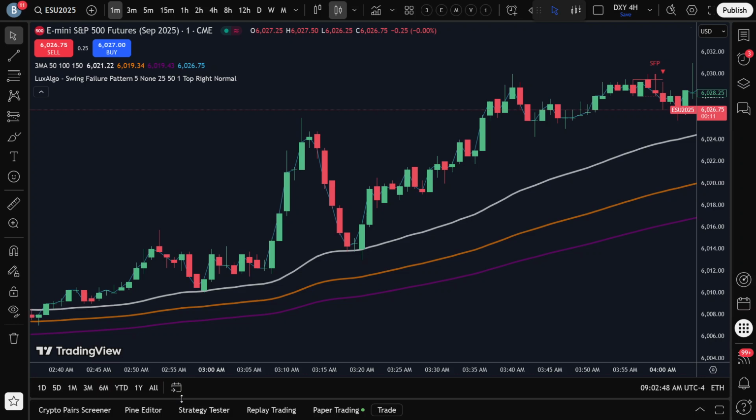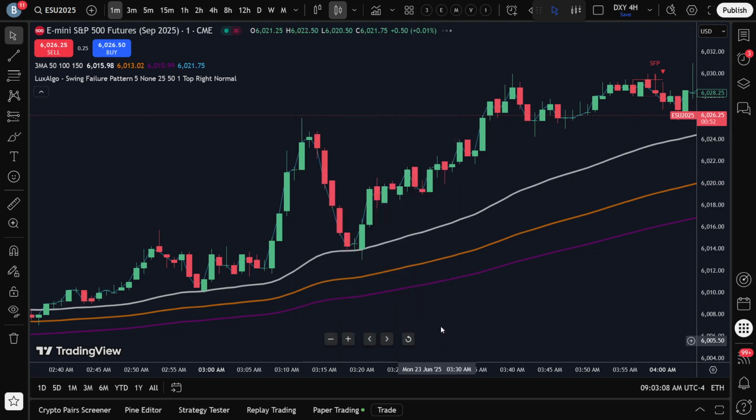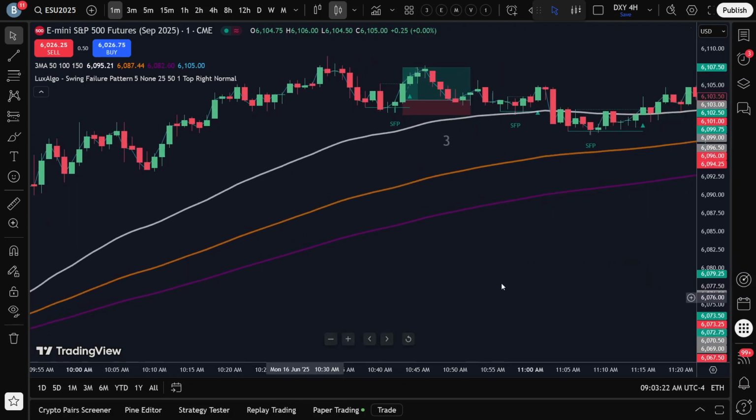If I remember correctly, when I did this back test, I did find some signals that I didn't take because I didn't like what the indicator was broadcasting, and there were also some signals that the indicator didn't catch that I ended up taking. So we're using the Lux Algo swing failure pattern and the three EMAs, the 50, the 100, and the 150. So we got Monday, June 16th, starting at 10 a.m. We're not going to take the against the trend signals.